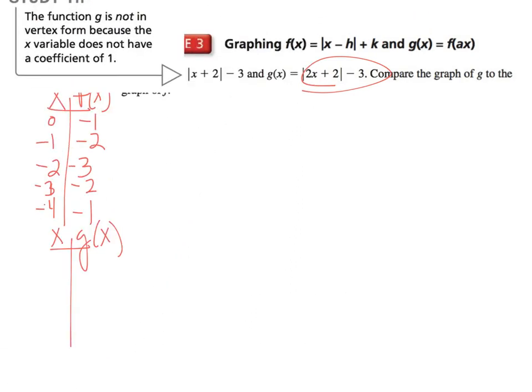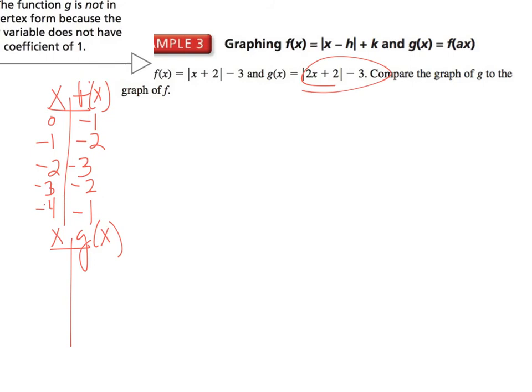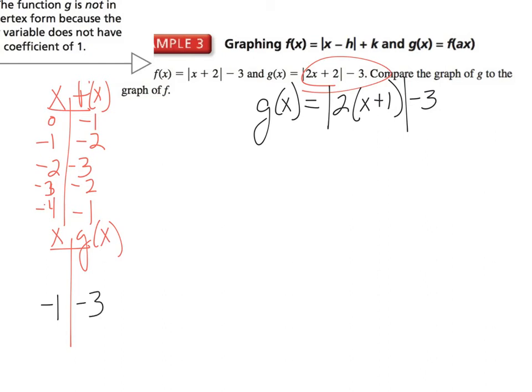Let's put this off to the side. If I redid this function, I would factor out a 2. Undistribute a 2. Now my vertex is, let's see, left 1, down 3. So -1, -3 is my vertex. I'm going to pick two values bigger and two values smaller than -3. And there's my t-table. So I'm now going to graph them.